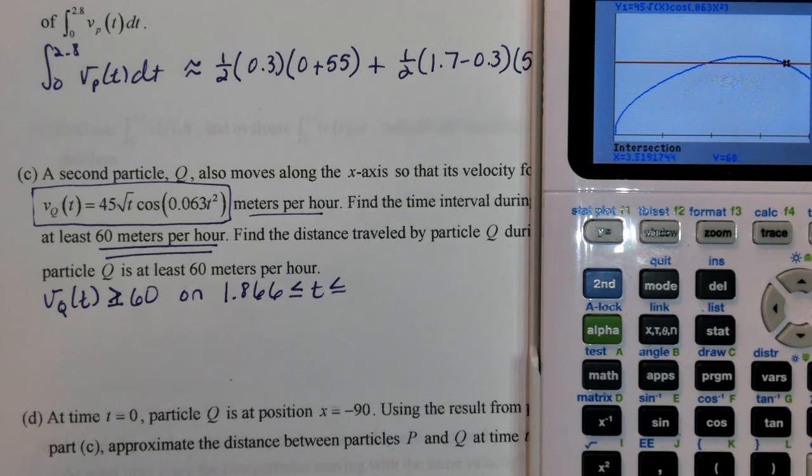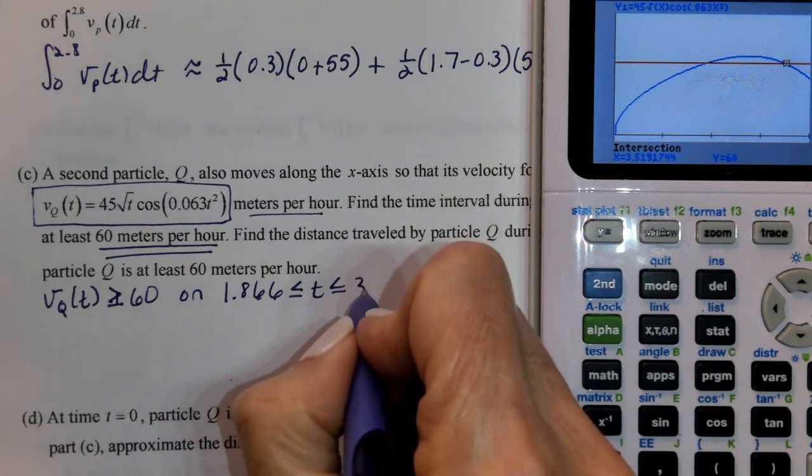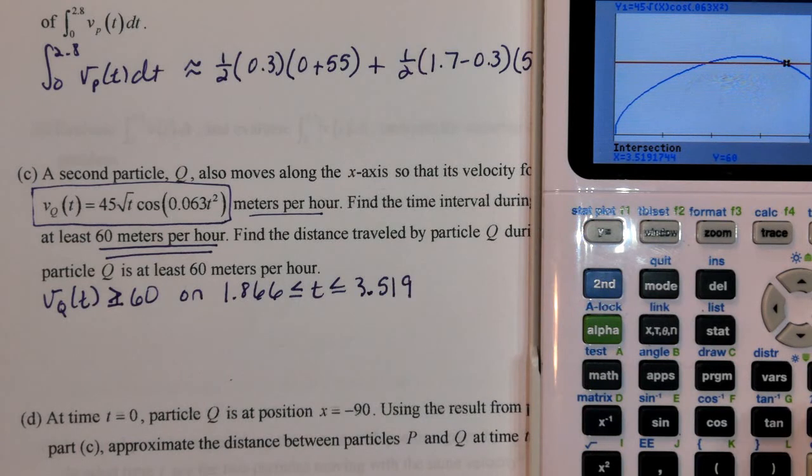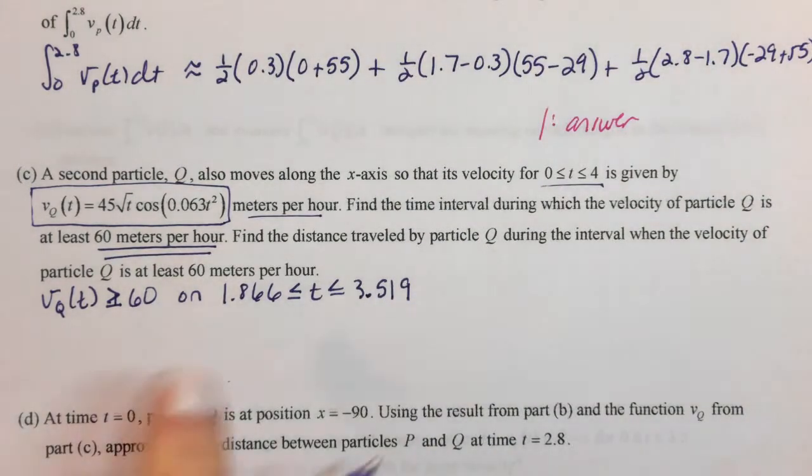Enter, enter, enter. And gosh, that's hard to read on there. So 3.519. Okay. All right, so that was that first part.